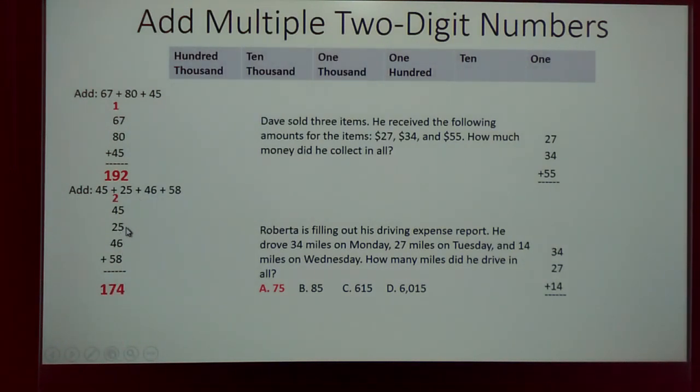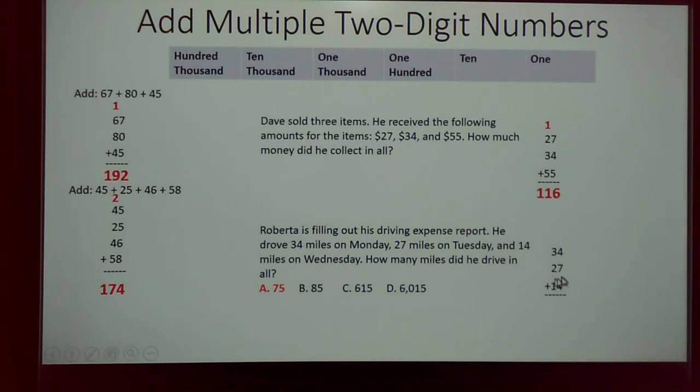5 plus 5 is 10. 10 plus 6 is 16. 16 plus 8 is 24. You bring the 2 over, and then you go 2 plus 4 is 6. 6 plus 2 is 8. 8 plus 4 is 12. 12 plus 5 is 17. So it's 174. Same principle here.